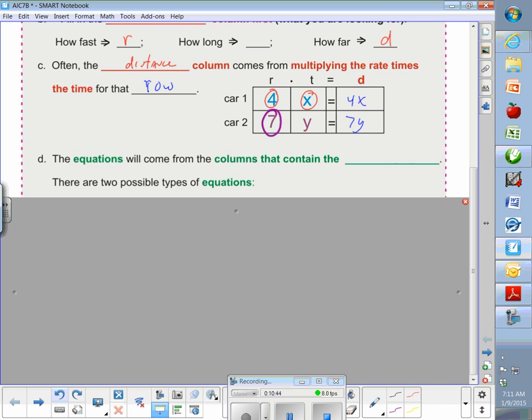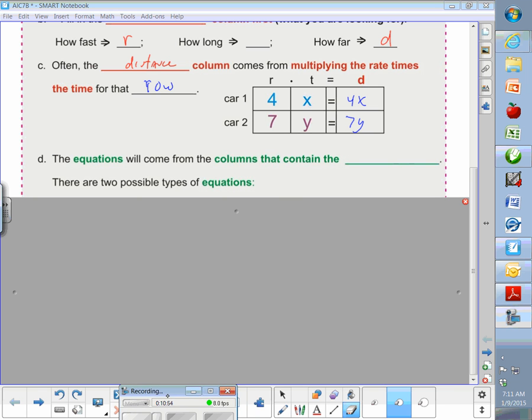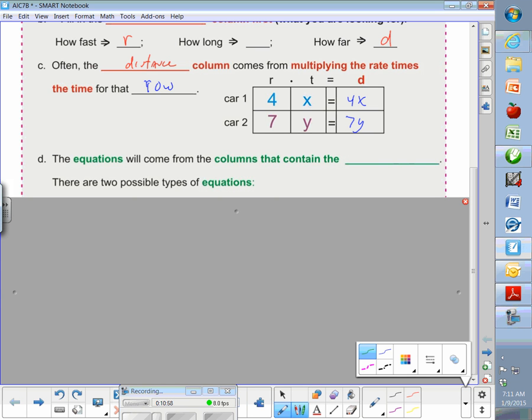So how do we know where to get our equations? How do we know where they come from? Well, like everything with a little bit of structure, we'll be in fine shape. The equations will come from the columns that contain the variables. Okay, I can do that. Look at our example right here up above.